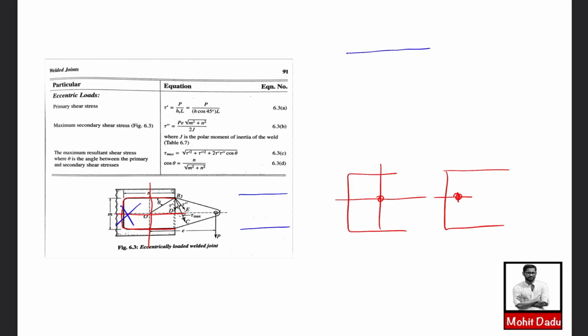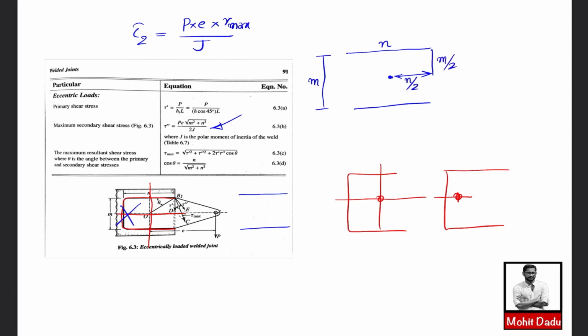So this is actually corresponding to a parallel weld section. If you have a parallel weld section, then only the CG will be coming exactly at the center. And also the same mistake you can verify using this equation. Here this is the expression for secondary. I have already shown that secondary is equal to P into E into R max divided by J. And here the dimensions, this dimension they are taking as n, and this gap between them, where there is no line, is known as m. Then this CG will be lying at a distance equal to n by 2, and this distance will be equal to m by 2. And here RA, RB, or the R max will be the same.